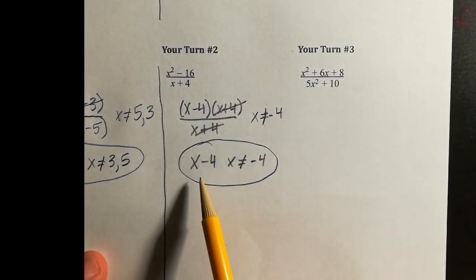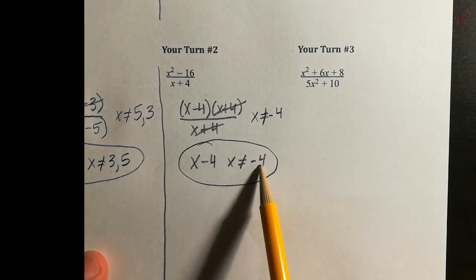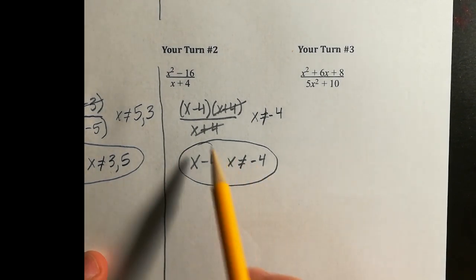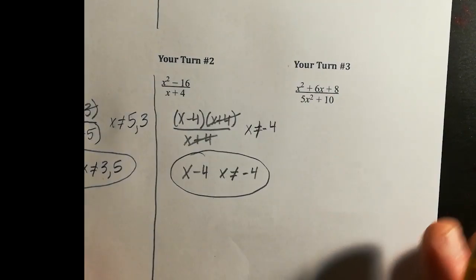All right, I got x minus 4, and then x cannot equal negative 4 because of the x plus 4 back here in the problem. All right, let's do number 3.